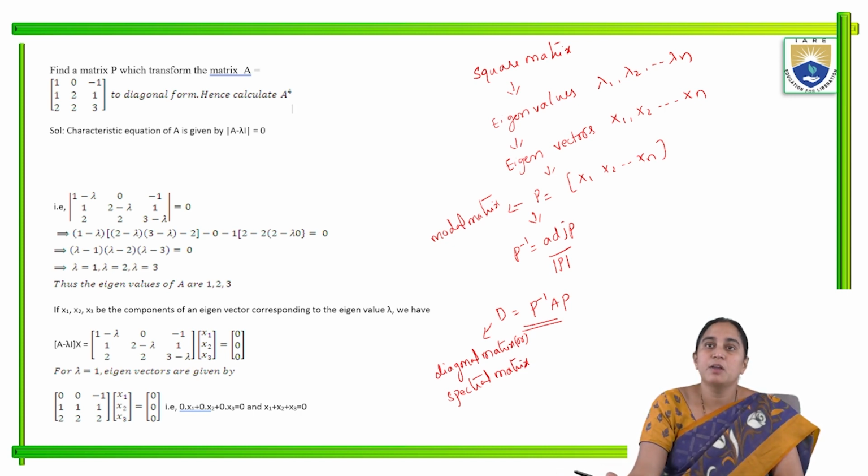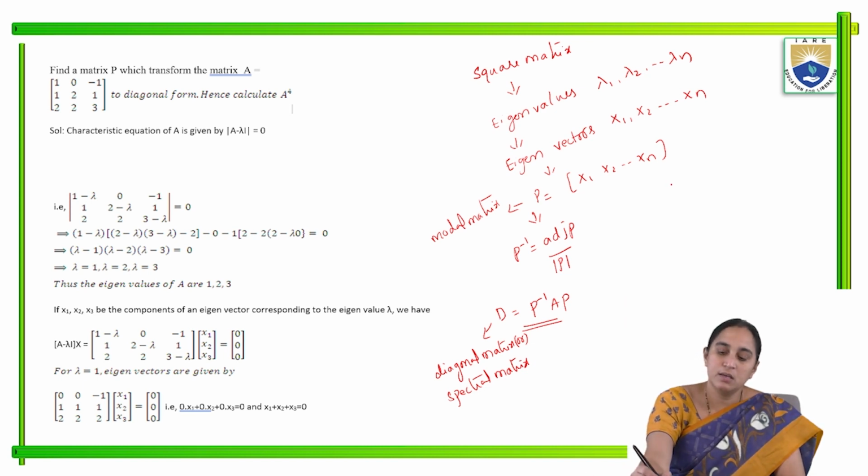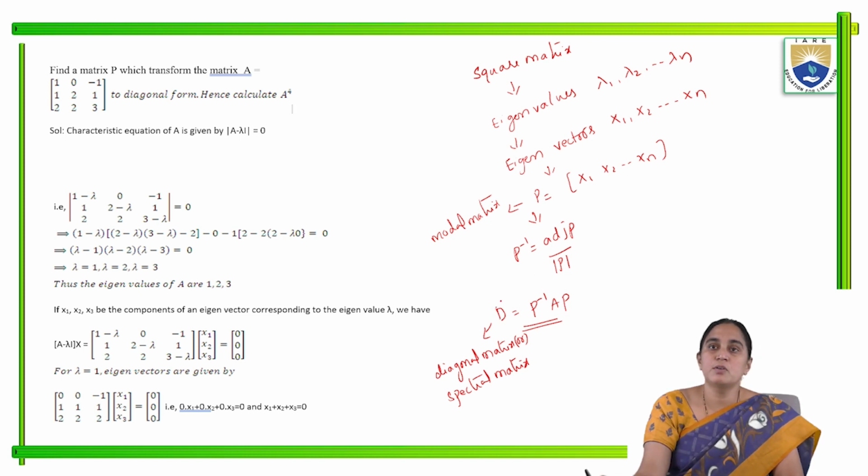Here we have two cases. Before discussing the cases, observe that D is equal to P inverse A P. D means the diagonal matrix. The diagonal elements are equal to what? The eigenvalues you obtained. The diagonal elements are equal to the eigenvalues. There only our answer is right.